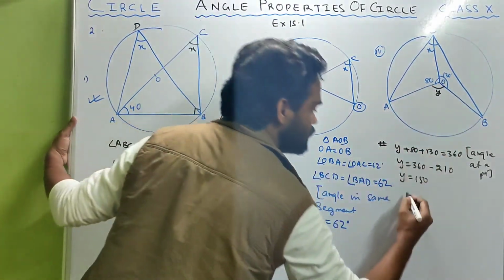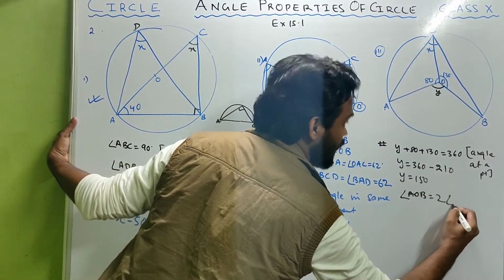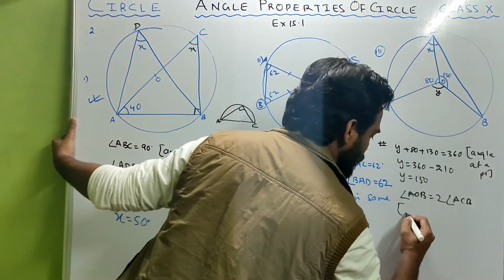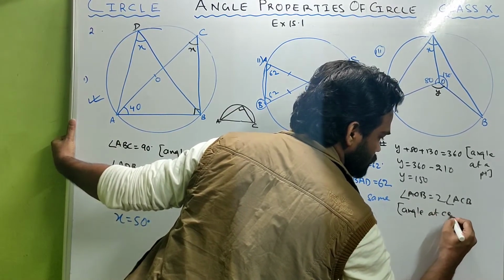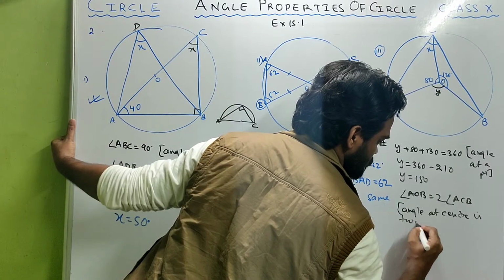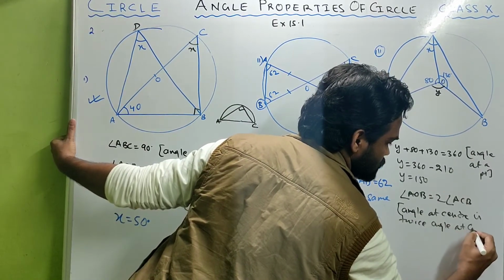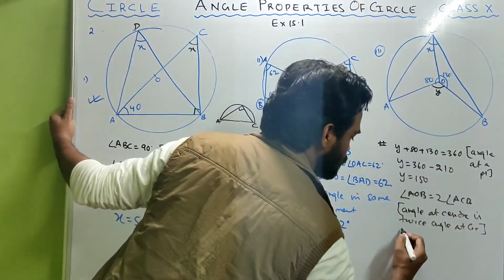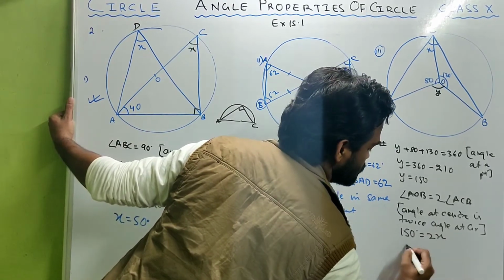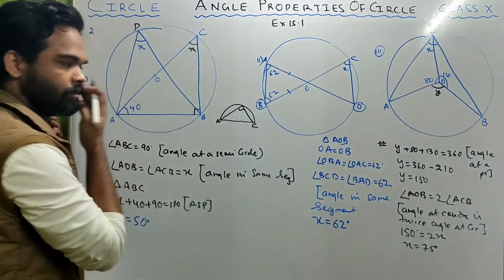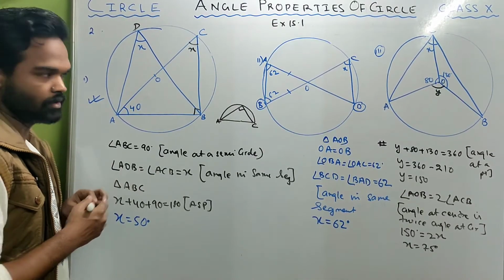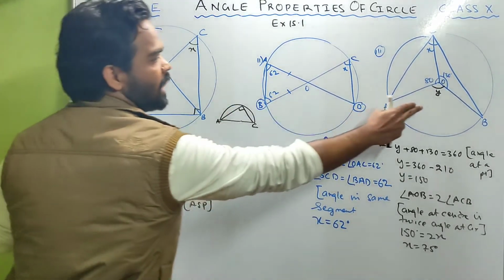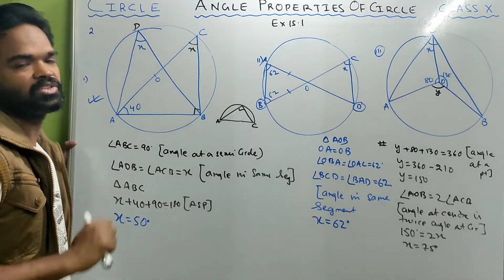Now look carefully. Angle AOB will be twice angle ACB, isn't it? Angle at the center is twice angle at circumference. We have done this theorem, which means Y is 150 degree. 150 degree equals twice of X, which means X is 75 degree. That's pretty easy, isn't it? We used all three theorems over here: angle in a semicircle, angle in the same segment, and angle at the center is twice the angle at the circumference.